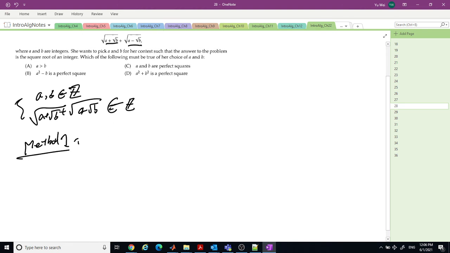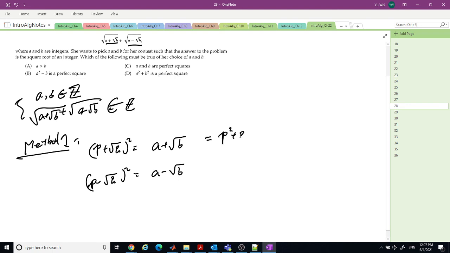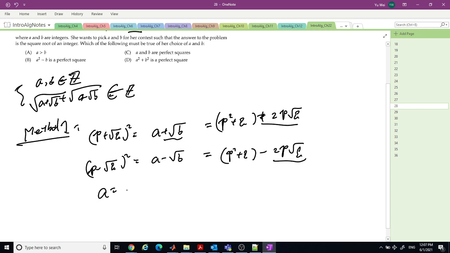If you notice this, we can see p plus root q, squared, equals a plus root b, right? And p minus root q, squared, will be equal to a minus root b. Let's expand it. So p squared plus q plus 2p root q, and this one is p squared plus q minus 2p root q. Now you can see here is the plus, here is the minus, and a is the same. So we have a equals p squared plus q, and b equals 4p squared q.